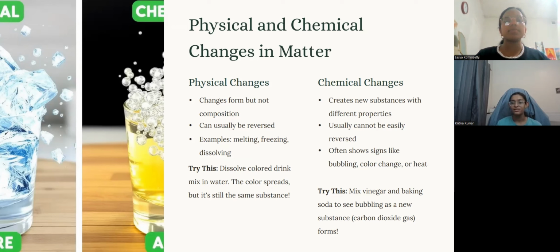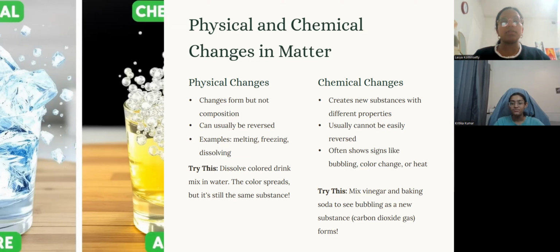Especially if it's bubbling, that's one very common way for you to be able to see that. It looks pretty cool, but it's definitely dangerous, so do not try that at home. But there is one thing you can try at home. Mix vinegar and baking soda and see bubbling as a new substance. And that new substance is carbon dioxide gas that forms.